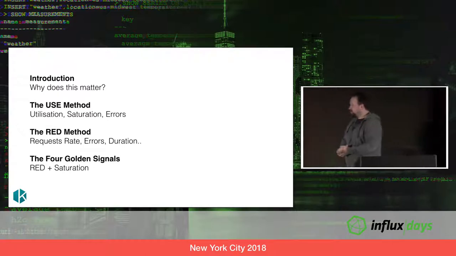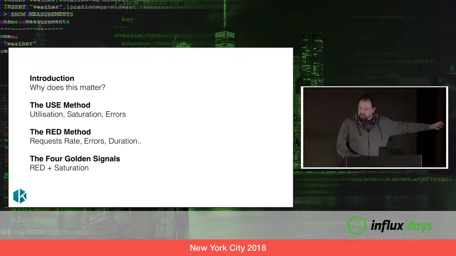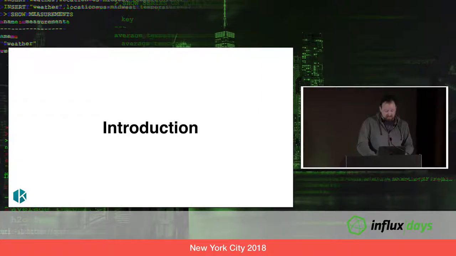So, brief overview. Why does any of this matter? We're actually going to not talk about the RED method immediately. We're going to talk about the USE method, which is what inspired this. And then we're going to go into the four golden signals, which also inspired this work. So why does this matter?